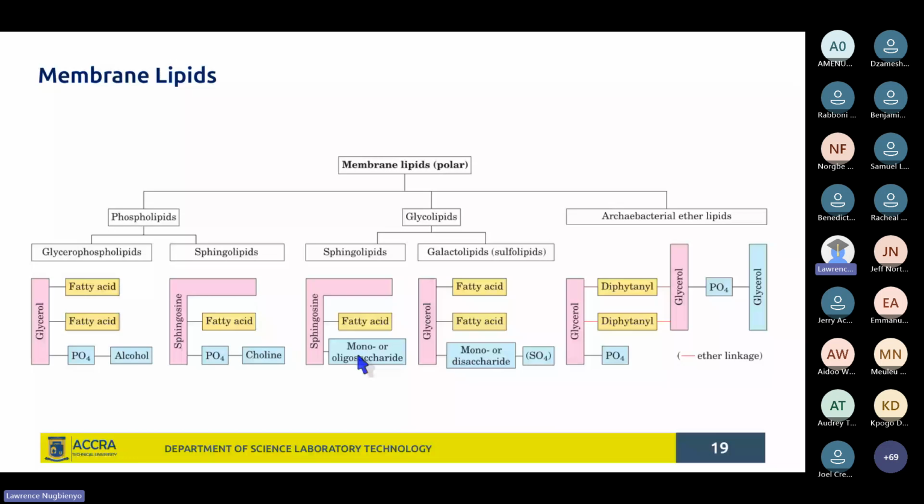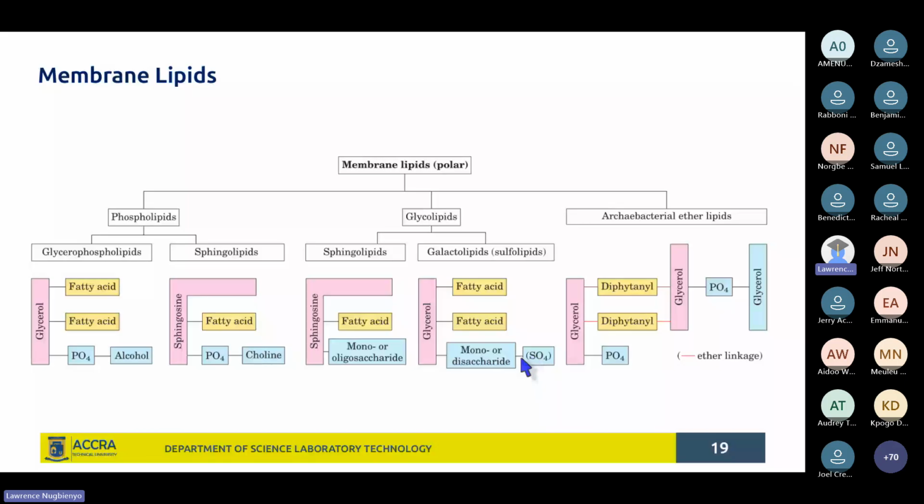Then you have galactolipids, which are also referred to as sulfolipids, because in some of them you do have sulfate groups. You come across this more in plants. You have the glycerol backbone with fatty acids on it. Then you have the carbohydrate, which can be a monosaccharide or disaccharide, and you can have a sulfate group attached on those monosaccharides or disaccharides to give you sulfolipids.